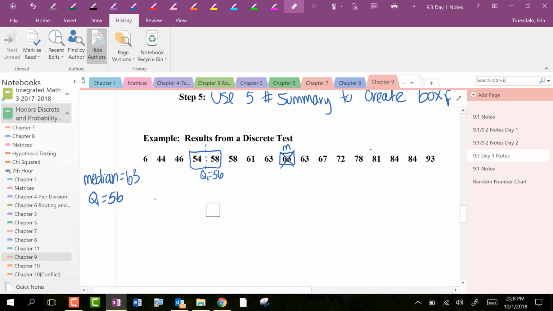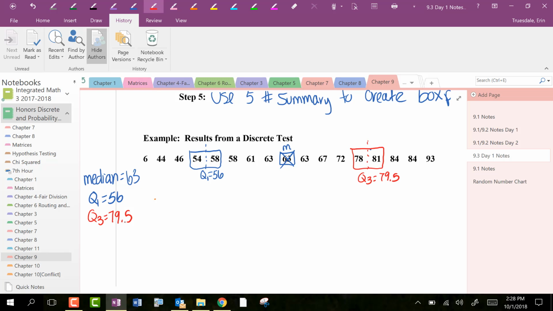Do the same thing with the upper half. That is between 78 and 81, right? So Q3 would then be 79.5, the average of those. Questions on where those are coming from? Add them together, divide by 2 if you don't know what the average is. Okay, we did step 3.